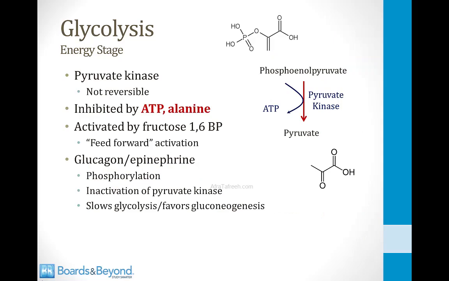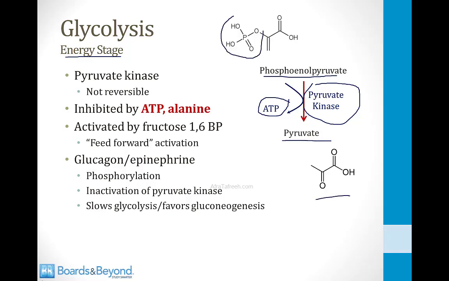Let's talk about the final reaction in the energy stage. That is the conversion of phosphoenolpyruvate to pyruvate. This step is catalyzed by the enzyme pyruvate kinase and it generates an ATP. As you can see, phosphoenolpyruvate is basically a pyruvate molecule with a phosphate group added. This is an unusual reaction in that the enzyme has the word kinase in its name, but it does not add a phosphate group to the end product. It removes a phosphate group from phosphoenolpyruvate and donates that phosphate group to generate a molecule of ATP.